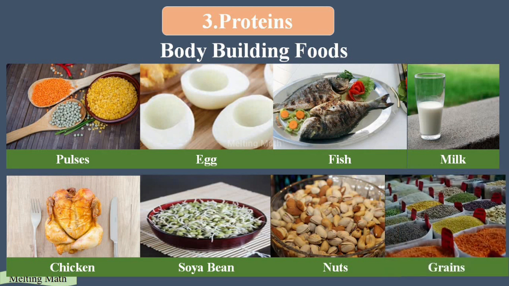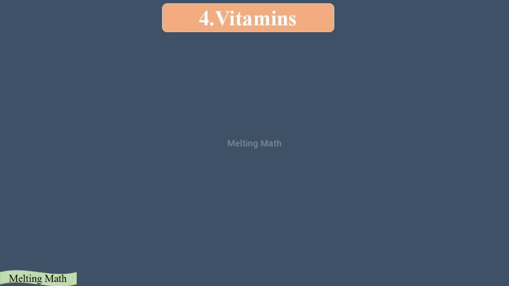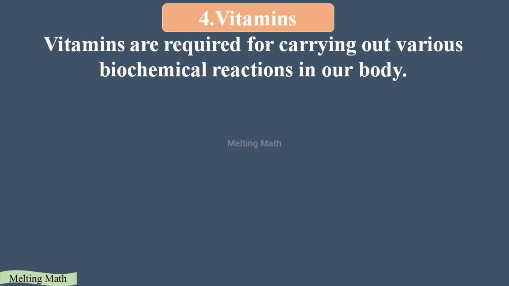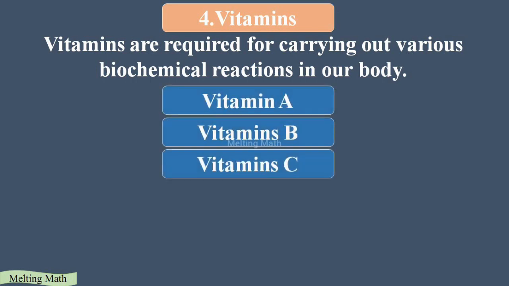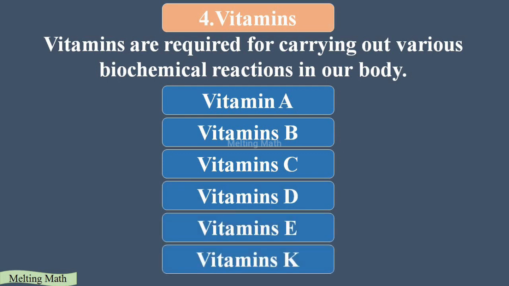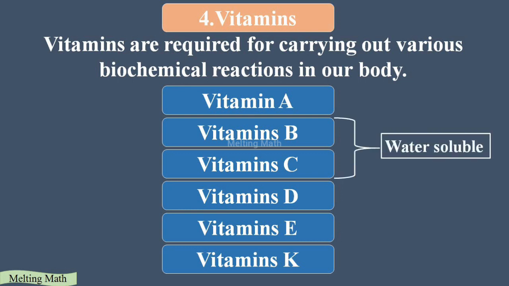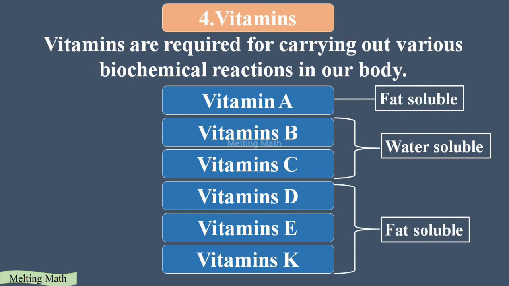Next we are going to see about vitamins. Okay, vitamins play a major role in our body. They carry out various biochemical reactions. These biochemical reactions are clear vision, strong teeth, strong bones, active body, blood circulation. These all come under biochemical reactions. So these depend on the vitamins. There are six major vitamins: vitamin A, vitamin B, vitamin C, vitamin D, vitamin E and vitamin K. Here vitamin B and C are water soluble and vitamin A, D, E and K are fat soluble. Let's briefly discuss these vitamins. First see about vitamin A.